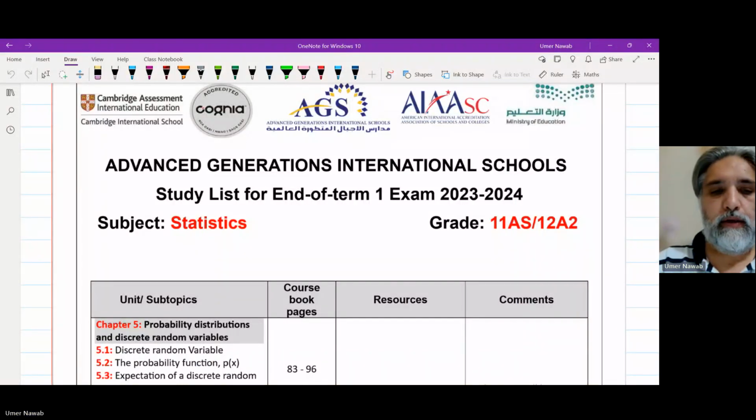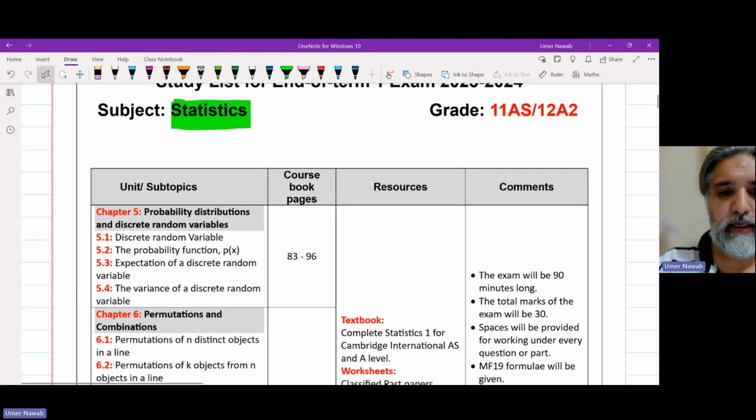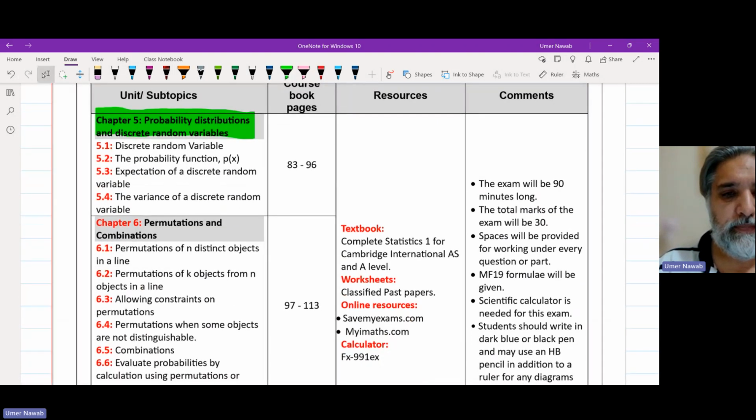To give you the revision of our end of term final exam 2023-24. This is the statistics exam, and the study list is in front of you. Chapter number 5, probability distribution and discrete random variables. This we will discuss while solving the past paper questions.